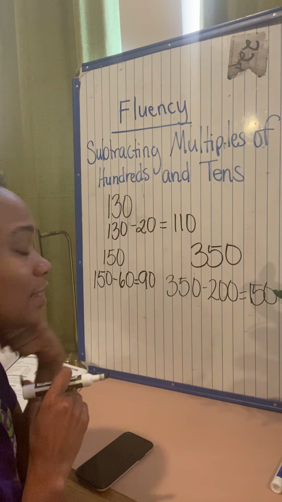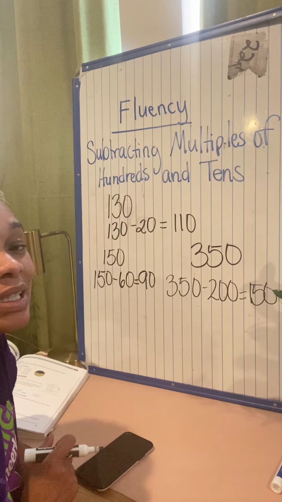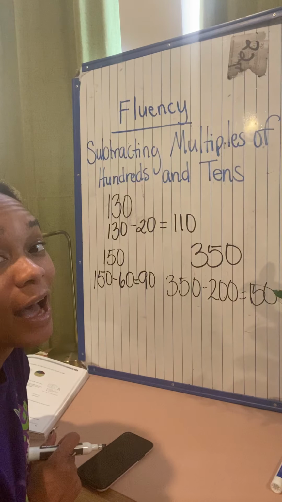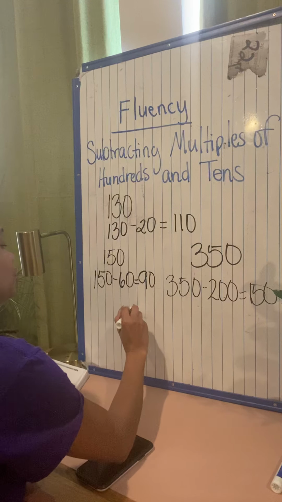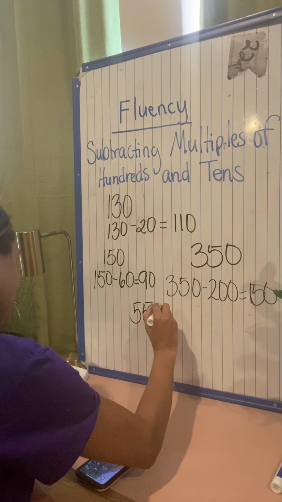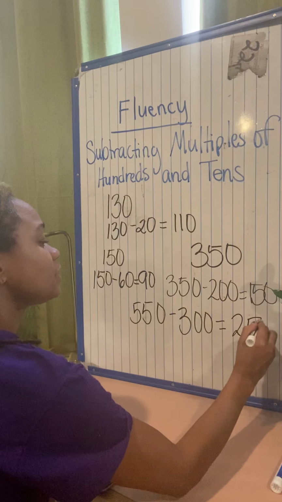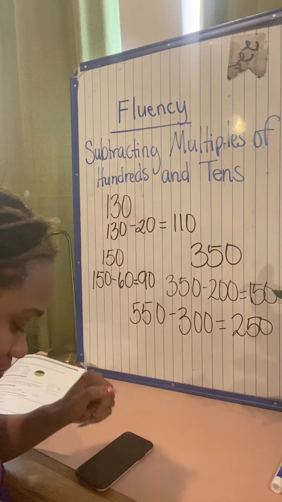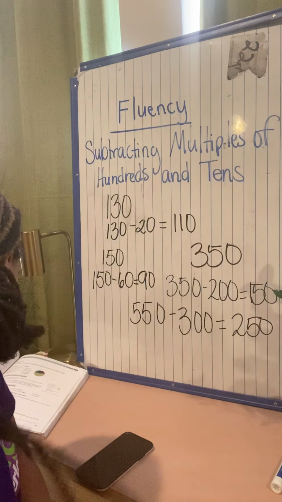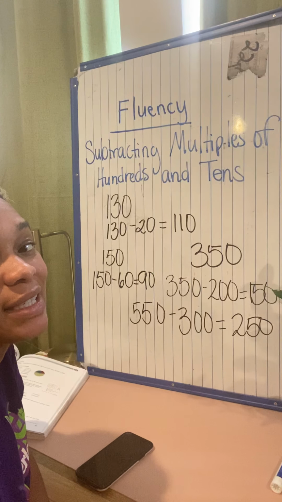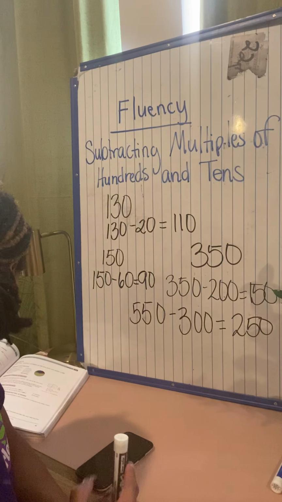All right, moving on. How about 3 hundreds less than 550? Give me the number sentence for 3 hundreds less than 550. Yep, you should have said 550 minus 300 equals 250. How about 7 tens less than 250? What's 7 tens less than 250? Go ahead, give me the number sentence.